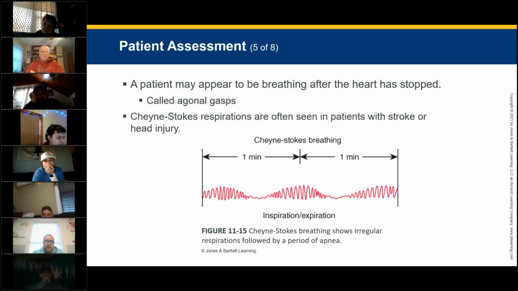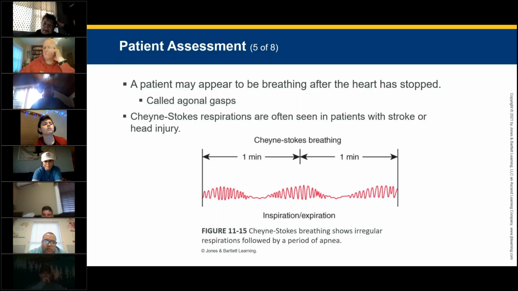A patient may appear to still be breathing after the heart has stopped. We call these agonal gasps. This is that noisy, dying breath sound that you hear as a patient is coming to the end of life. Cheyne-Stokes respirations are seen in patients with stroke or head injury. So with the Cheyne-Stokes breathing, you see irregular respirations followed by a period of apnea, or apnea meaning the absence of a breath.